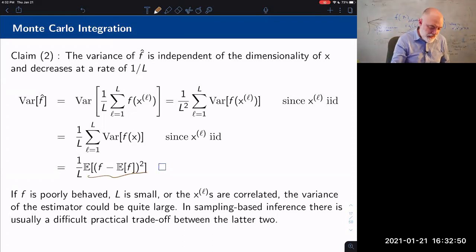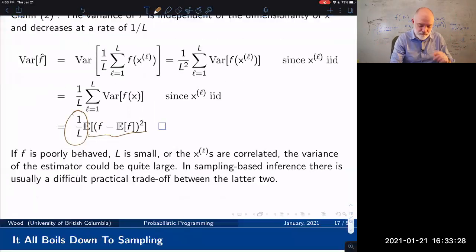So you look at this, and asymptotically, the variance of this estimator goes to 0 as L increases because of this term right here. But if you look at how squiggly the function is in expectation, if f is poorly behaved, or L is small, or the x_l are actually correlated and not IID, then the variance of this estimator might not be good. So it's not a panacea. You're not going to win everywhere, but in particular, the last two are nasty for sampling-based inference. But if you can draw approximately IID samples, and you can draw a lot of them, and you can keep drawing more of them, and if your test function isn't too hairy, then this thing is going to behave pretty nicely.